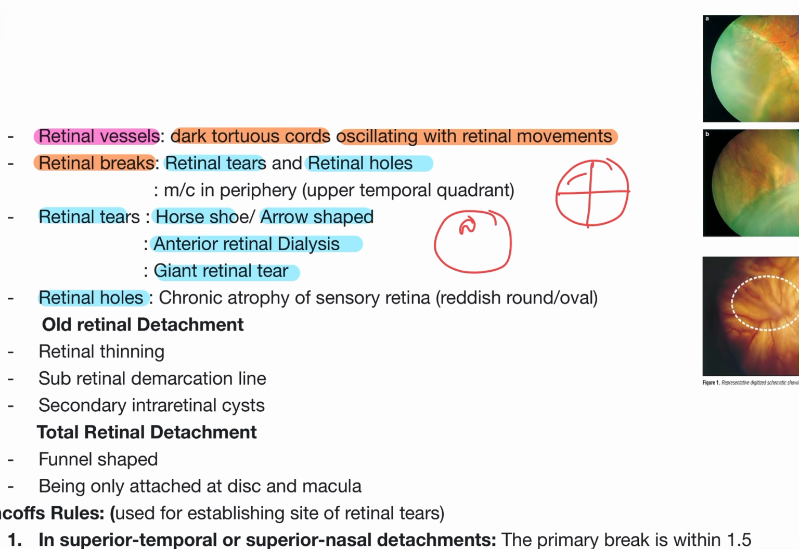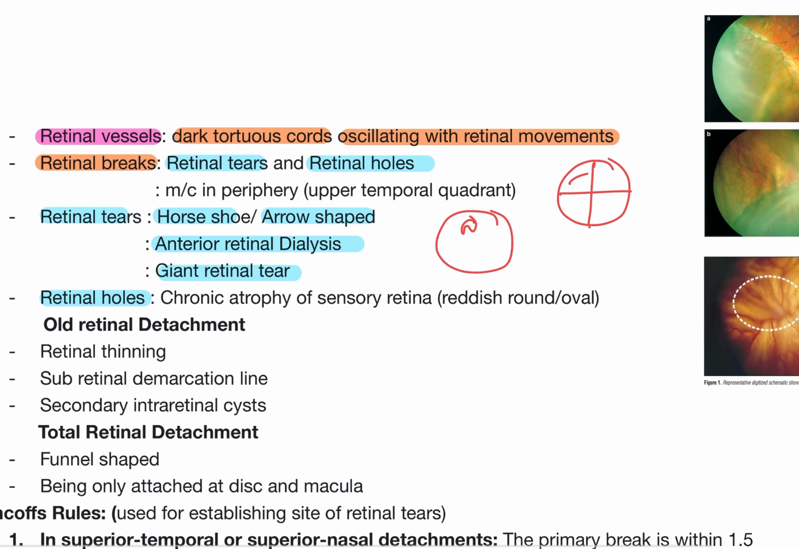Then retinal holes. In the area of retinal holes, you'll have chronic atrophy of the sensory retina. The neurosensory retina, which has detached, will undergo chronic atrophy. You will see reddish, round or oval kind of lesions.